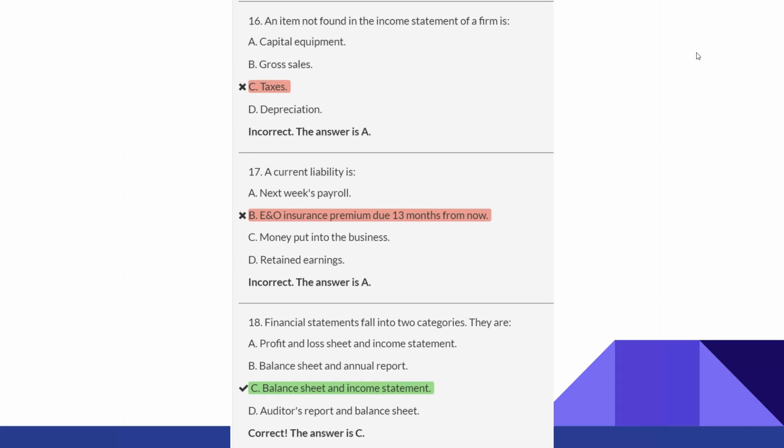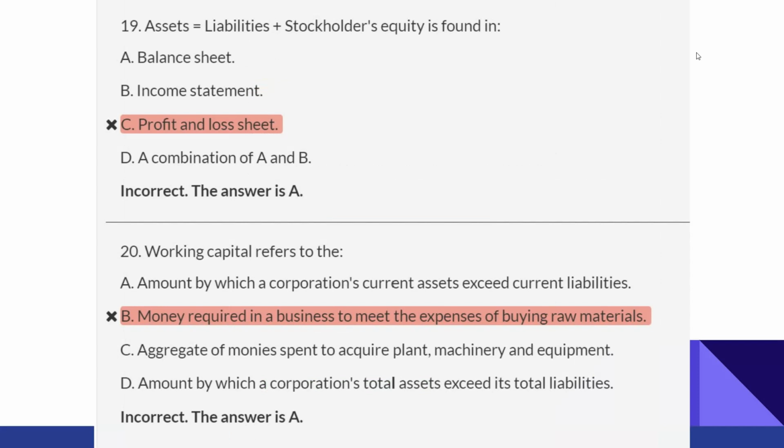Number eighteen, financial statements fall into two categories. They are balance sheet and income statement. Number nineteen, assets equal liabilities plus stockholders' equity is found in A, balance sheet. Number twenty, working capital refers to the A, amount by which a corporation's current assets exceed current liabilities.